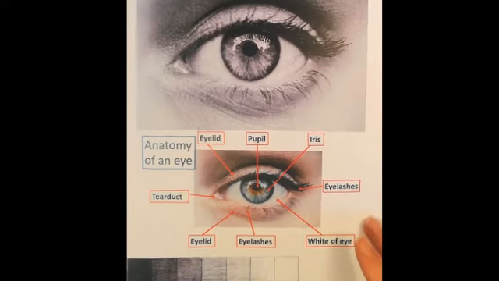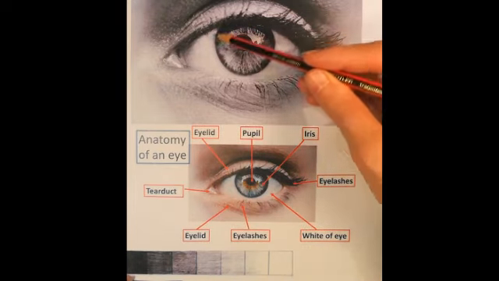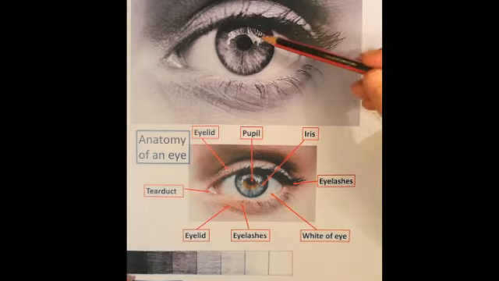as accurately as you can. So I'm going to start, just like on your step-by-step guide, by drawing the iris, which is the coloured part of the eye. And you can see that the iris is a perfect circle. So that's what I'm going to start by drawing.